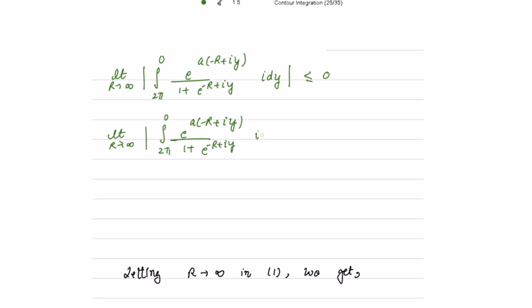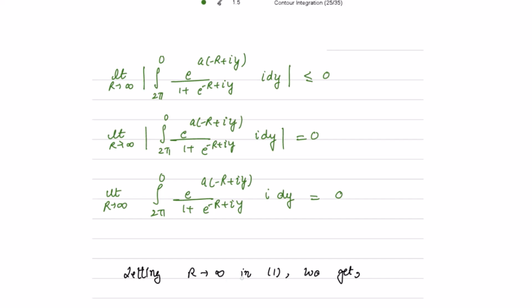This is a result, which means limit r tends to infinity. If the mod of something is equal to 0, then that something is equal to 0. So this is 2 pi to 0 e to the power. No need to change the limits, it's okay. So the denominator, this is a very important example. So this is equal to 0.